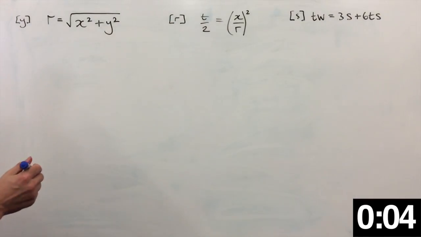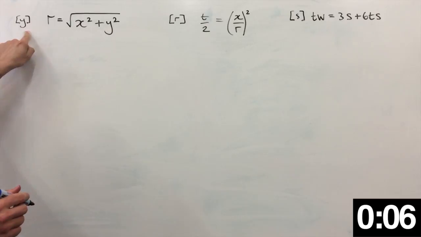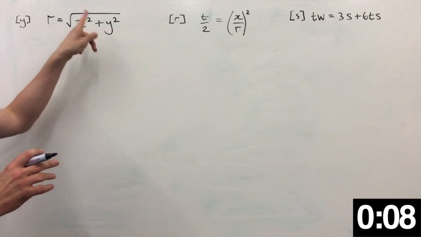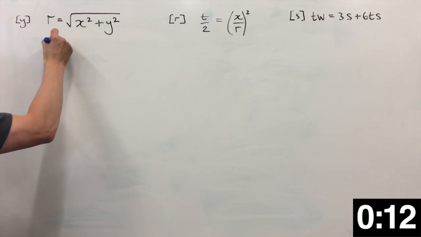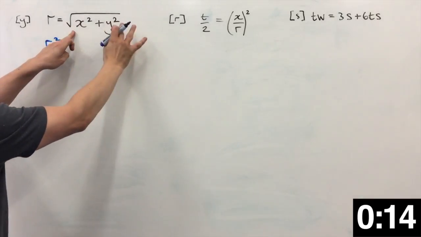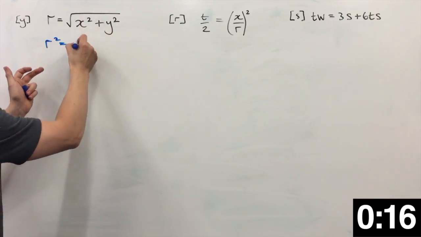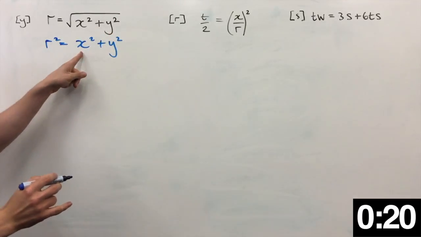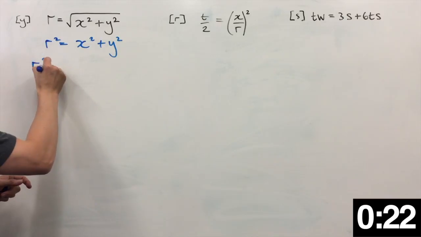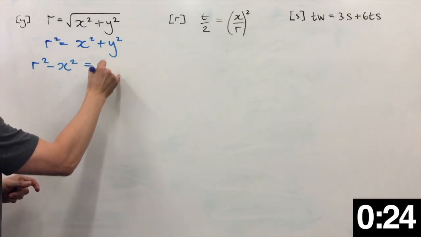Okay, rearrange equations now. It says here we need to make y the subject. Now, we've got a square root, we need to get rid of that. So I'll need to square both sides. Gives me r squared. Opposite of square root, when you square it, x squared plus y squared. Getting closer already. We want to get rid of the x squared. Subtract that from the other side.